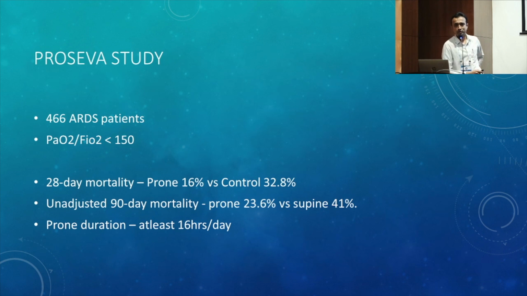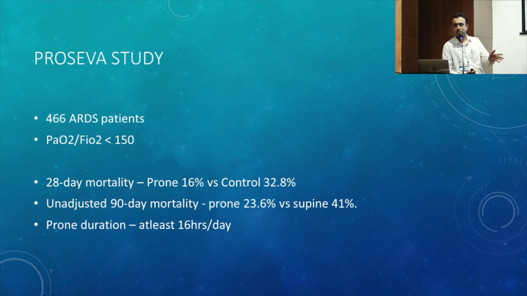So what is the evidence for this? The famous study which all of us know is the PROSEVA study. It included 466 patients with a PF ratio less than 150, because in the previous studies they had included all cases of ARDS, mild, moderate, severe, for prone ventilation, but found that the results were not that great because everybody was included. In this study, they took only moderate to severe cases, PF ratio less than 150. They found that the 28-day mortality was almost half that of the control group, 16% versus 32.8% in the control group. Unadjusted 90-day mortality was around 23.6% versus 41%.